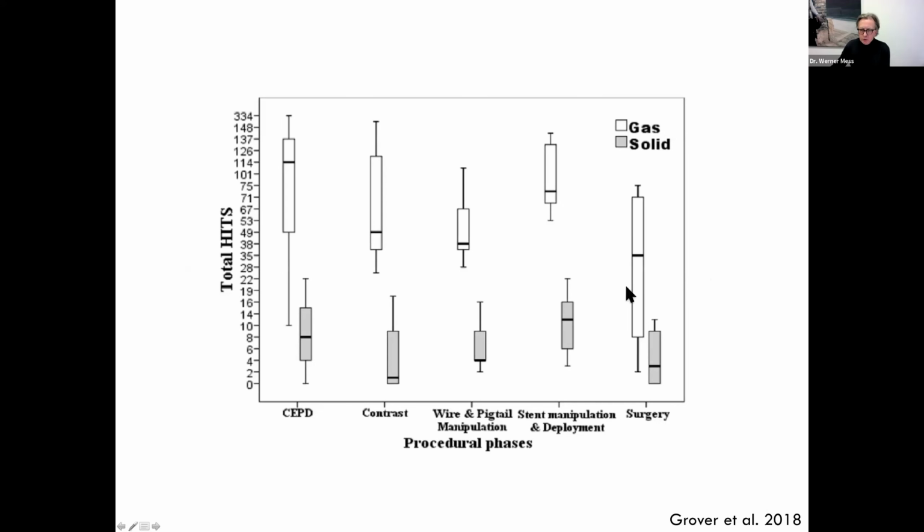This is the total procedure, and the interesting thing is all the different phases, all these stages of the procedure, you see that the ratio between gaseous and solid is exactly the same, which is a little bit counterintuitive because different mechanisms or different stages should result in different kinds of emboli.